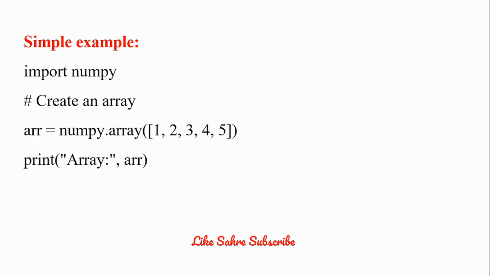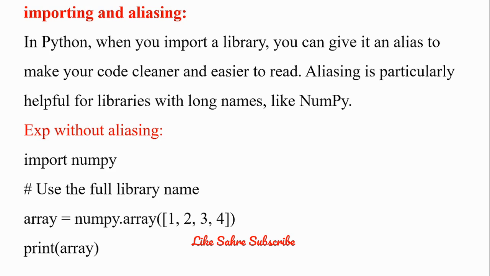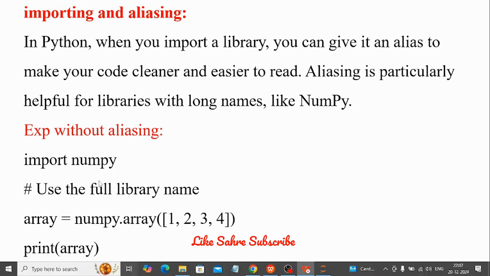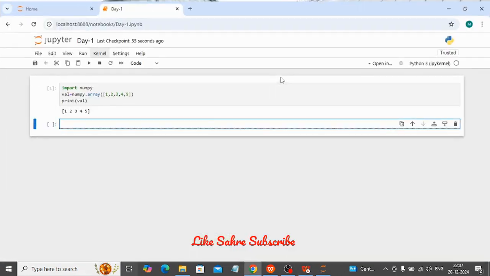Next, after the simple example, I need to go for alias name. What is an alias name? In the place of NumPy, we give a nickname. That nickname is called an alias name. I will tell you here. See the example.